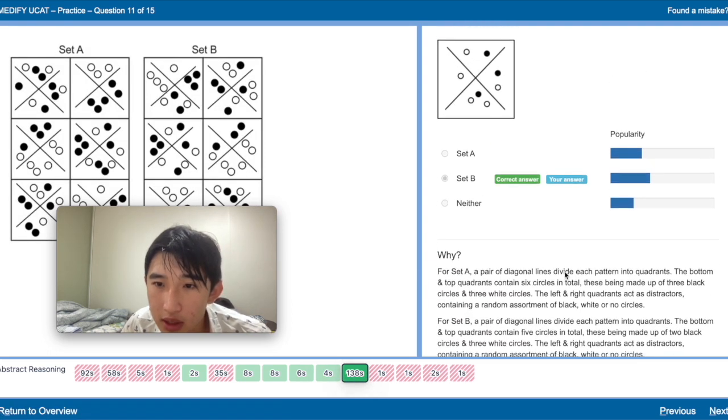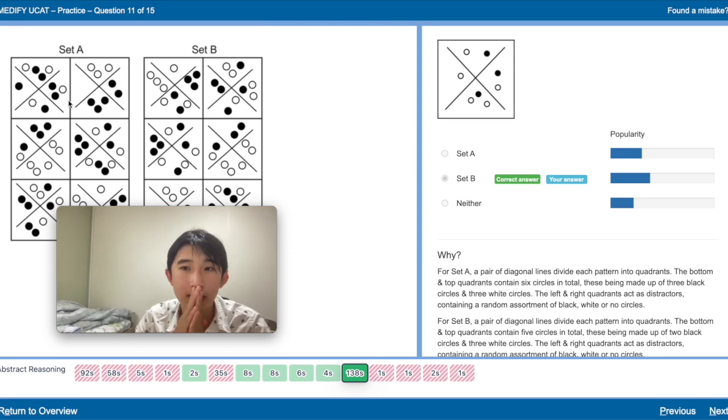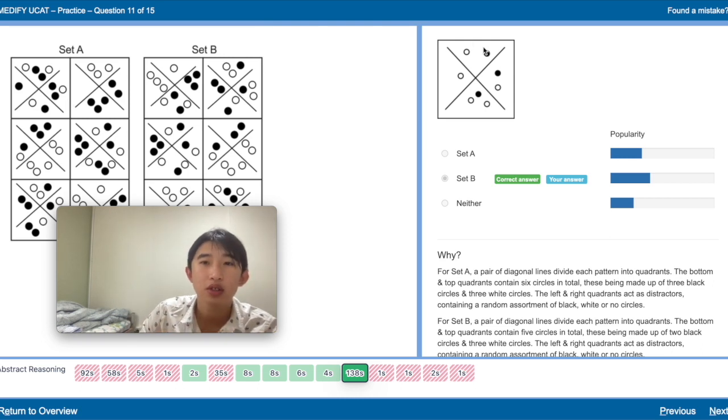For set A, a pair of diagonal lines divide each pattern into quadrants. The bottom and top quadrants contain six circles, three black and three white, and the left and right act as completely random. Unbelievable, this is hard. Three black and three white, three black and three white. A pair of diagonals, right? The bottom and top contain five circles, two black and three white, and the left and right are distractors. So 1, 2, 5, two blacks for set B. Yep.